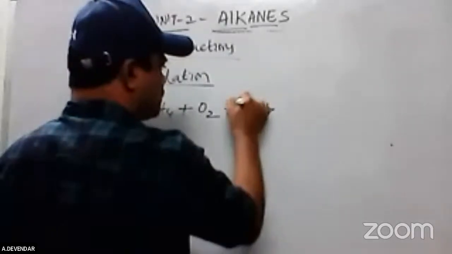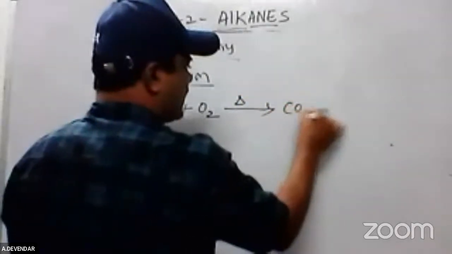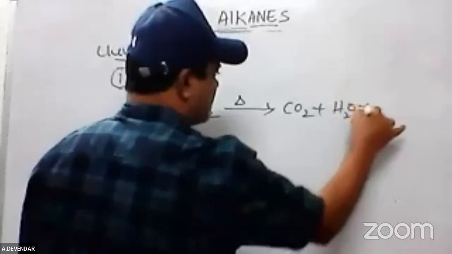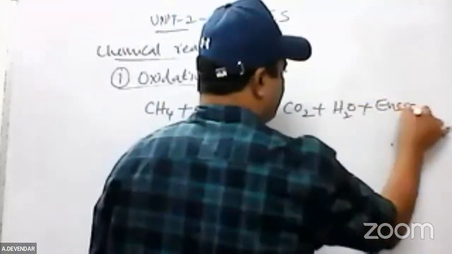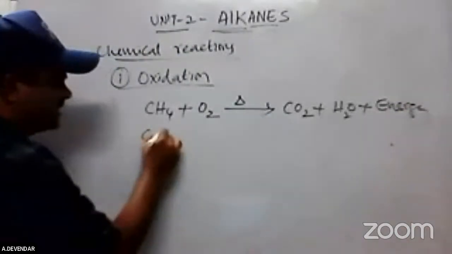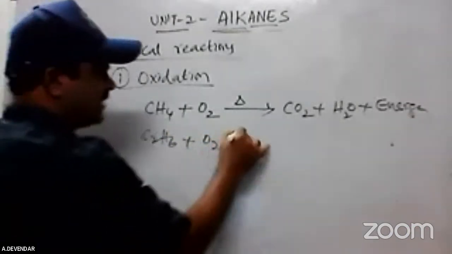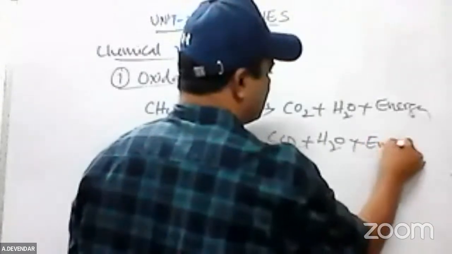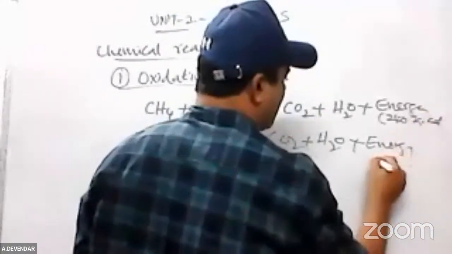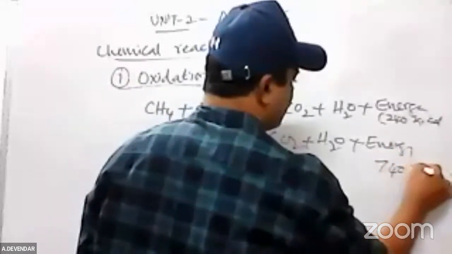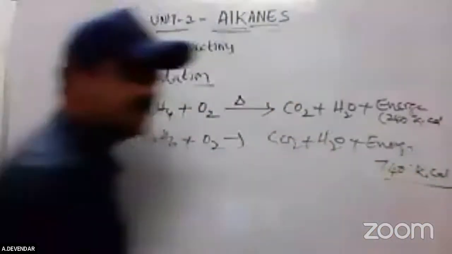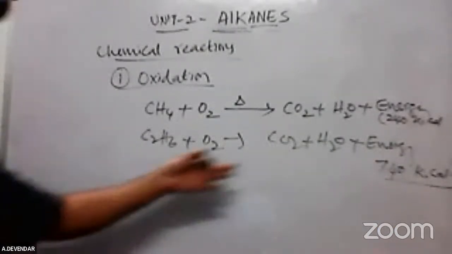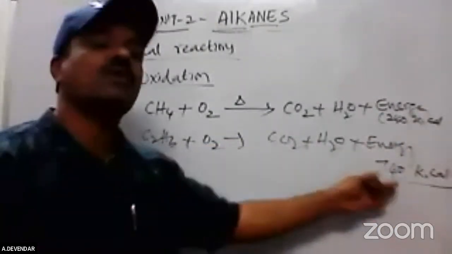This methane on combustion, what happened? We get carbon dioxide and water. Some amount of energy will be liberated. Or take ethane, C2H6. When combusted, it forms carbon dioxide and water, and energy is liberated. Here 240 kilocalories of energy is liberated. Here 740 kilocalories of energy will be liberated. Depending on the hydrocarbon, as the hydrocarbon increases, the energy increases more and more.